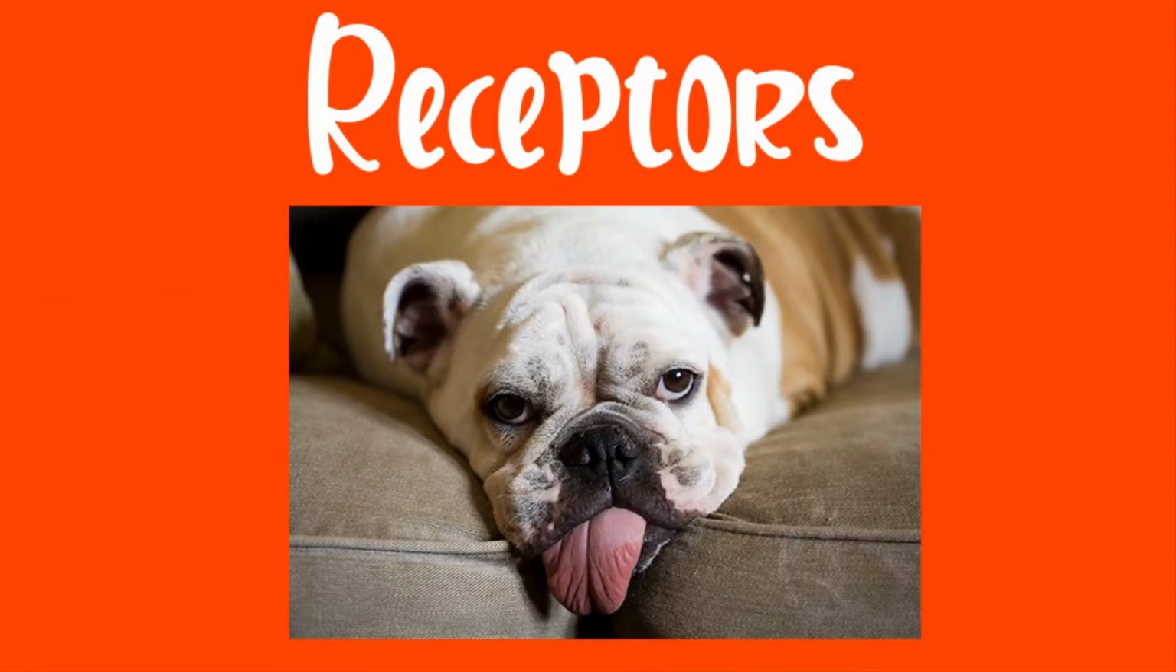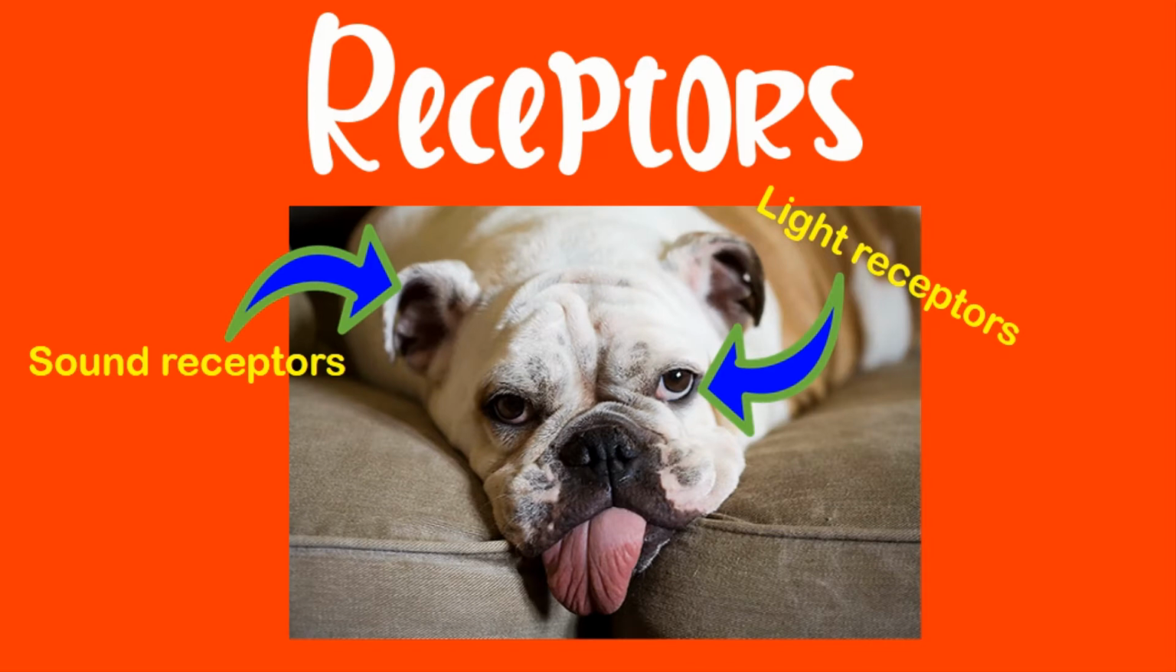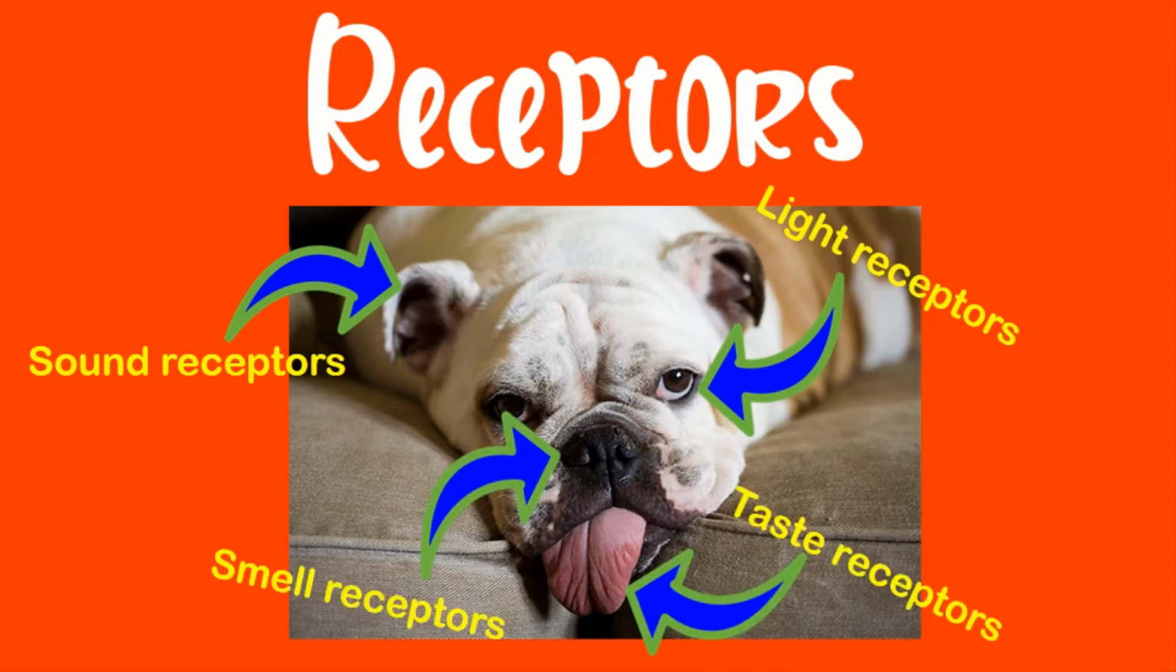And you've got cells in your body that are called receptor cells, and that's their job. There's loads of different ones. So you might have sound receptors in your ears, light receptors to help you see in your eye, taste receptors on your tongue, smell receptors in your nose, and heat receptors or touch receptors all over your body, all over your skin. So that's how you might tell if there's something to react to.